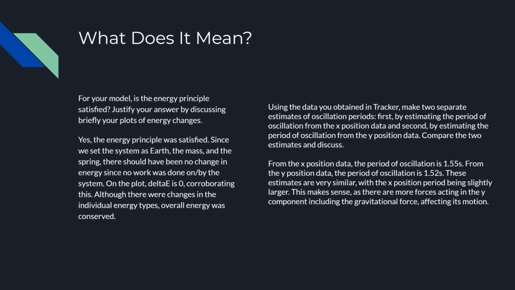Using the Tracker motion data, we were able to construct the period of oscillation for the object in spring. From the x position data, we find this period of oscillation to be 1.55 seconds, while the y position data shows that it was 1.52 seconds. These estimates are very similar, with the x position data being slightly larger. This makes sense because there are more forces acting in the y component, including the gravitational force, which is affecting the motion and causing greater acceleration.